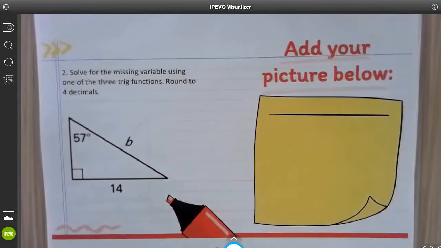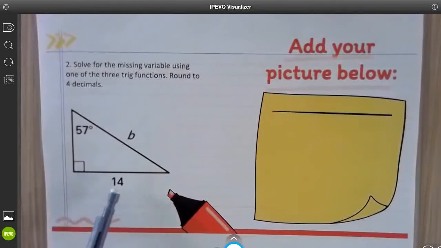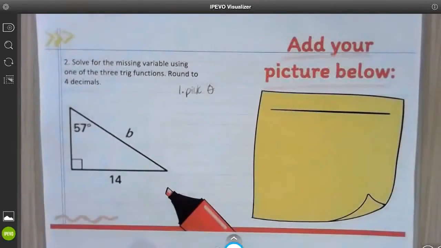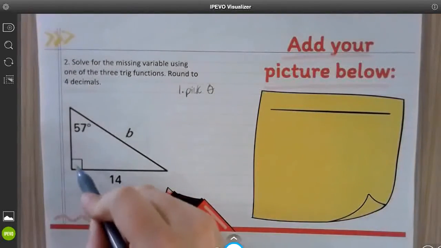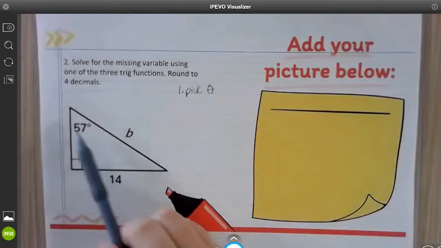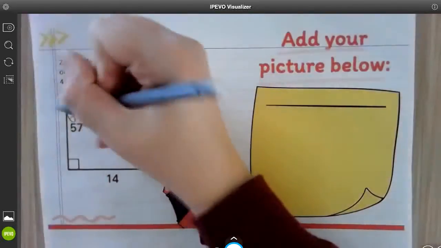Okay, so when we have a problem where we have a missing side and now we have an angle measure with the triangle and one other side length given, using SOHCAHTOA or one of the trig functions, we need to first pick our reference point or pick our theta. For now, we're not going to pick theta to be the 90 degrees, and we'll explain in later foldables why. But when you pick theta, it has to be one of the two angles that is not the 90 degrees. Since this angle is already solved for me, I'm going to pick theta to be right there.